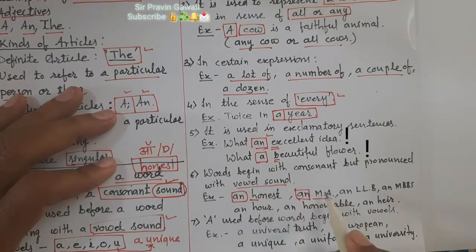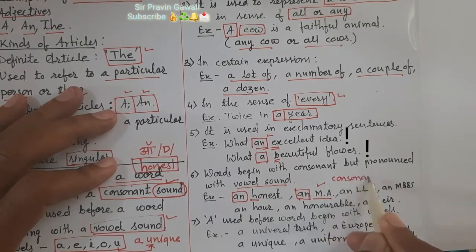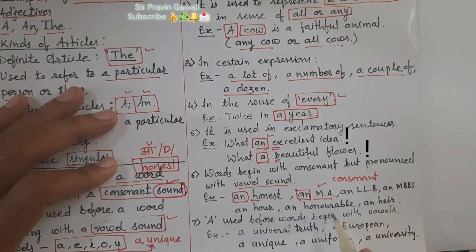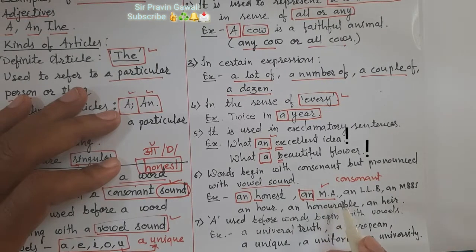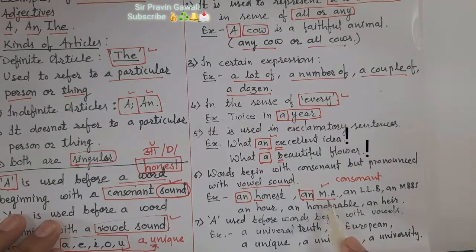As we know, M is a consonant letter. But we write "an M.A." rather than "a M.A." because the choice of article is decided by pronunciation, and M is pronounced with an initial vowel sound. Okay, students, when you pronounce the letter M, the initial sound is a vowel. So we need to write "an" in front of M.A.